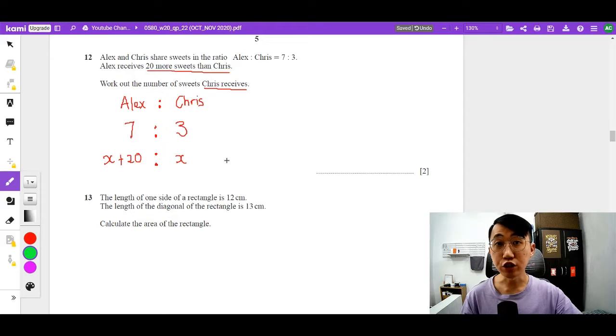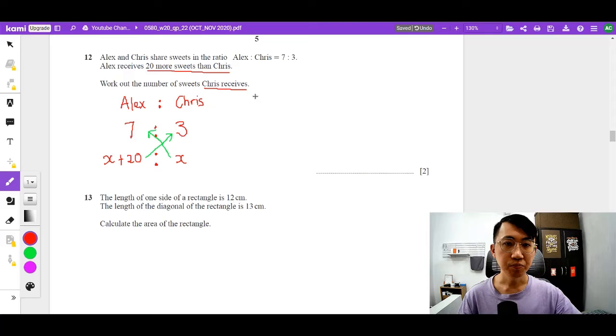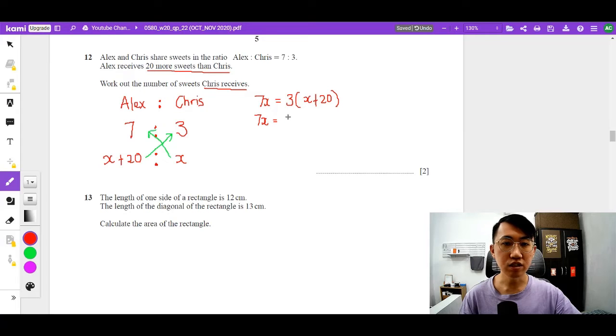Okay, now once you have done that, this kind of layout, you're going to use your cross multiplication. Watch, x times 7, x plus 20 times 3. So you go ahead and do your cross multiplication technique, okay? So let us start. 7x is going to be 3 times x plus 20, okay? Lay out your cross multiplication. Simplify and expand, alright? So this is going to be 3x plus 60. 3 times 20 gets 60, yeah?